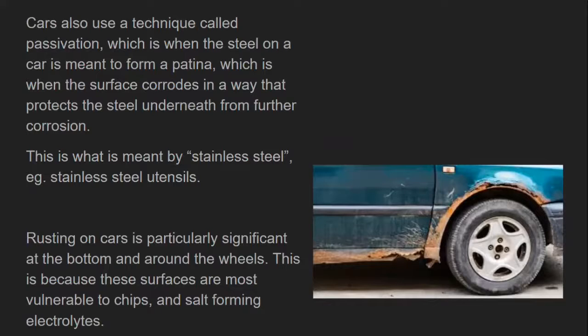Rusting on cars is particularly significant at the bottom and around the wheels. And there's two reasons for this. One is that this area is chipped away at with rocks and debris, exposing the steel to air and water. Another reason is because the salt from the road mixes with the water and forms electrolytes. And the electrolytes are able to speed up the process of corrosion in this area, making it corrode faster.